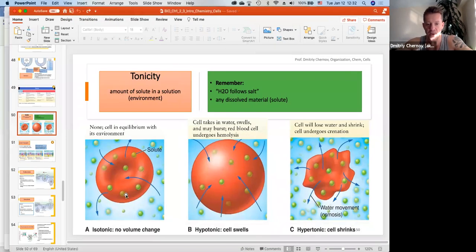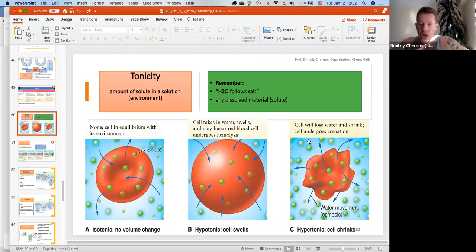So if you look at these images, this is an isotonic solution, meaning it's equilibrium. It's an equal amount of solute inside of the cell and outside of the cell. So the water can move freely, and there's equilibrium and balance on both sides. In this case, it is a hypotonic solution. The arrows indicate the movement of water. Water enters where there's the highest concentration gradient of solutes, and the cell will grow and burst and die.